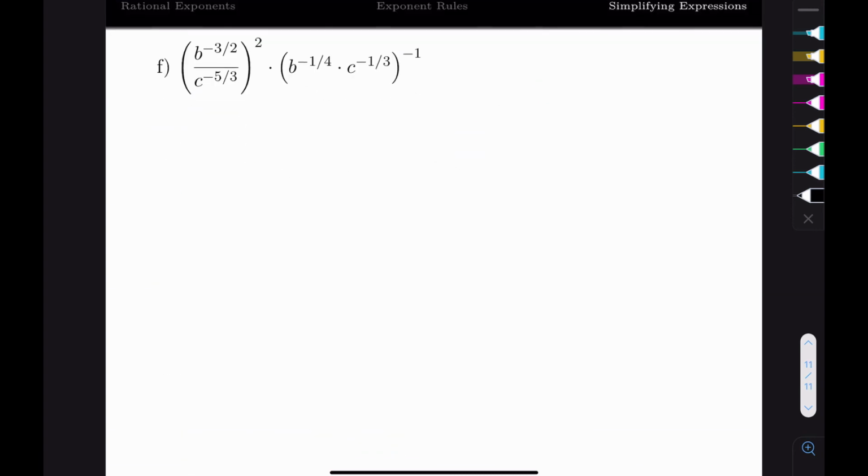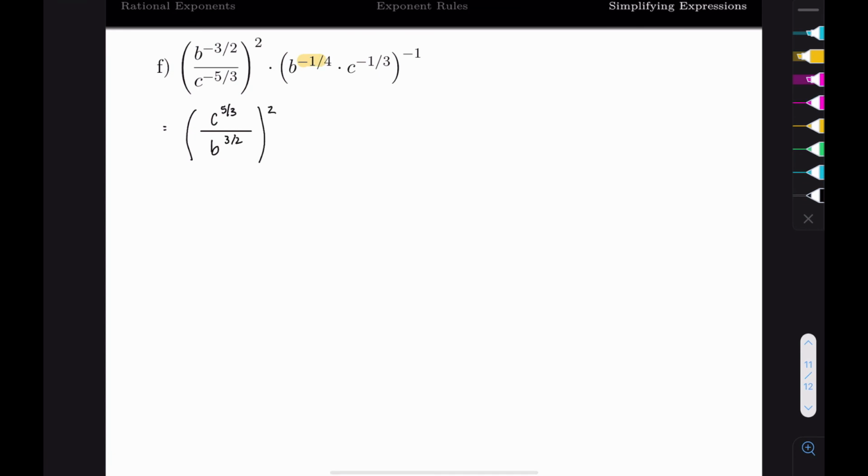So let's try one more super complicated one. Got a lot going on in this. So we have to do this multiplication, but we've got to take care of these exponents first. So again, you got a couple different ways, but I'm going to start with this piece. Looking at that, I do not like that both of those things are negative. So I'm going to start by flipping them. So it'd be c to the positive 5/3 over b to the positive 3/2. And then that's raised to the second power.